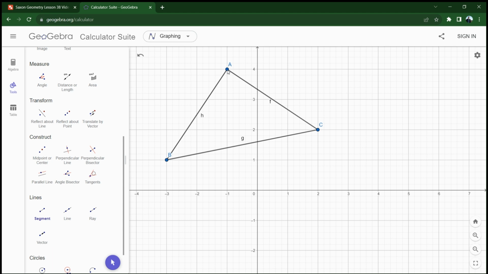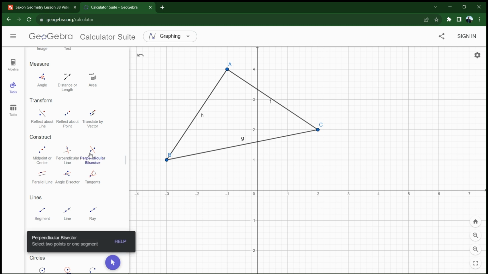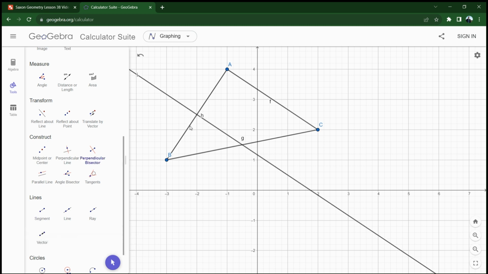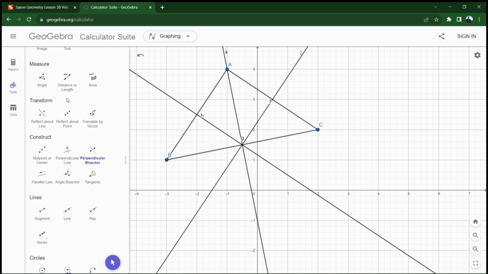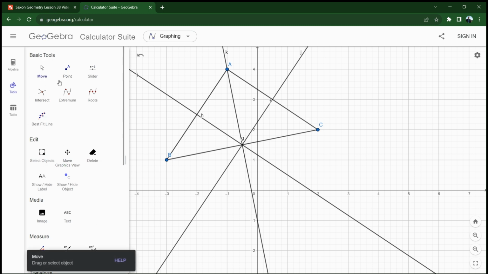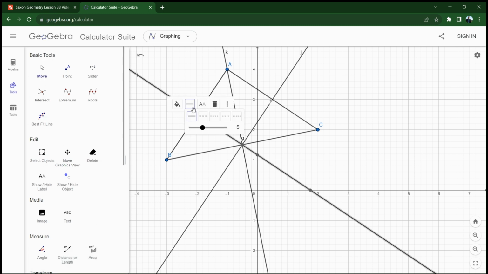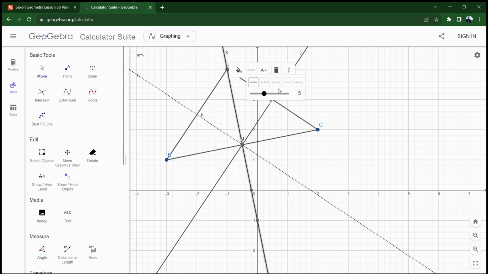Okay. And now what I need to do is find the perpendicular bisector. Look, I have a perpendicular bisector option right here. So I need to select a segment, and it'll give me a perpendicular bisector. I must have made a right triangle here because my perpendicular bisector is on the hypotenuse. That was not what I intended. So we're going to move things around a little bit anyway, but kind of cool that I made a right triangle without trying.